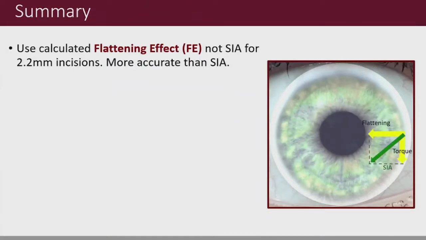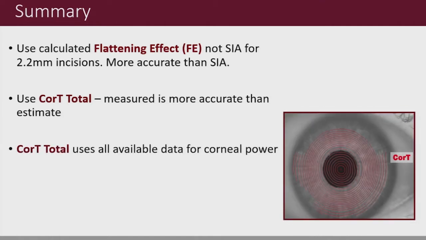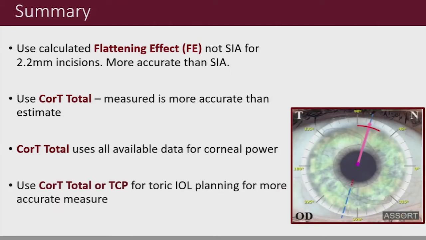And if you want to know more about toric IOLs and CorT, you'll see in my book, in those 2 chapters. In summary, use calculated flattening effect, not SIA, because for 2.2 mm incisions, the flattening effect is more accurate than SIA. CorT total is more accurate than an estimate. CorT total uses all the calculated data from the corneal power, and CorT total, or total corneal power, is for toric planning for more accurate measures.